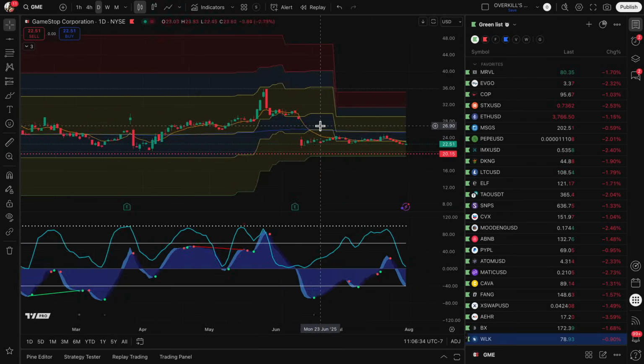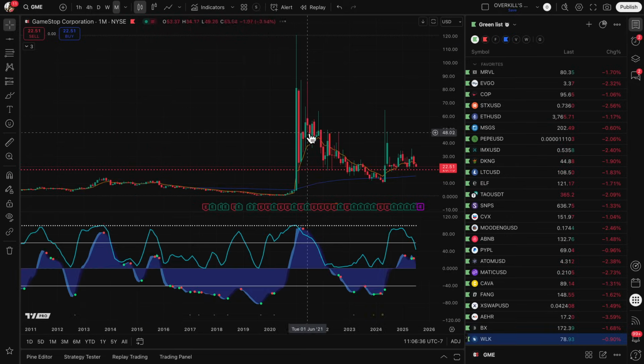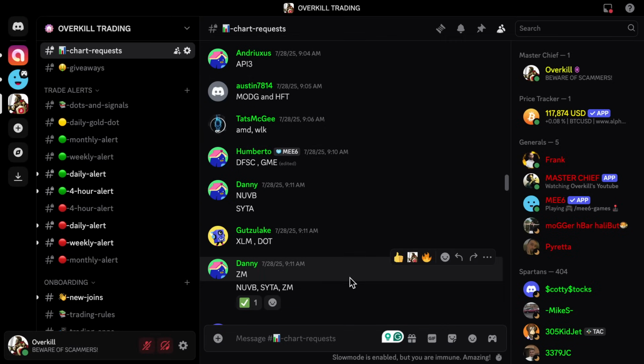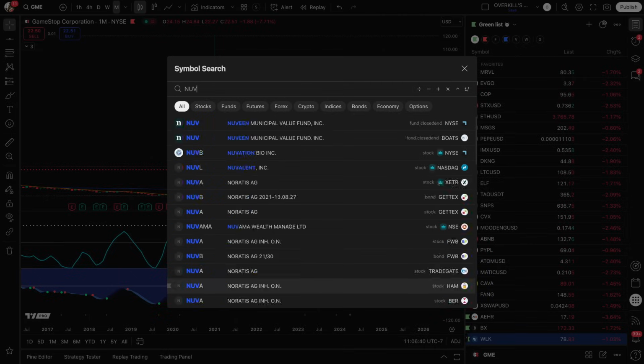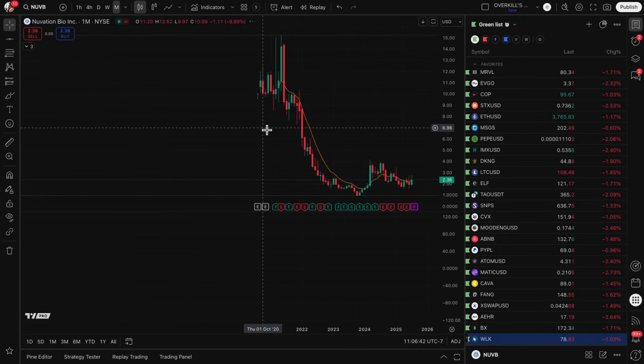We got GME. This is GameStop. GameStop's down here in the golden zone, but the dot is red, so we're not interested. We're not trading red dots on the monthly unless it's very, very oversold.